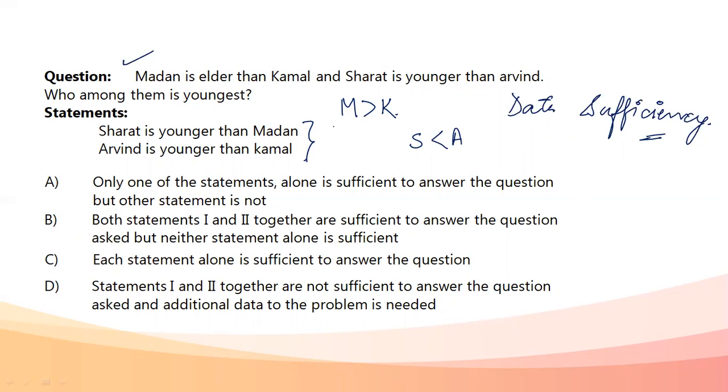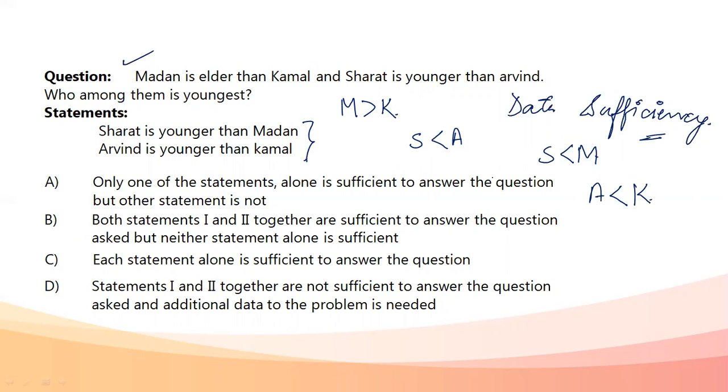Now, Sharad is younger than Madan. So Madan is obviously greater than Kamal, and Sharad is younger than Madan. The next thing that is given to me is Arvind is younger than Kamal.